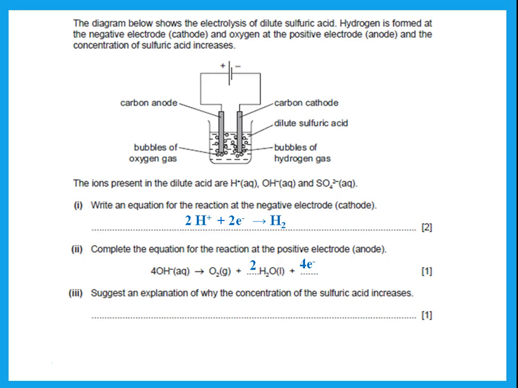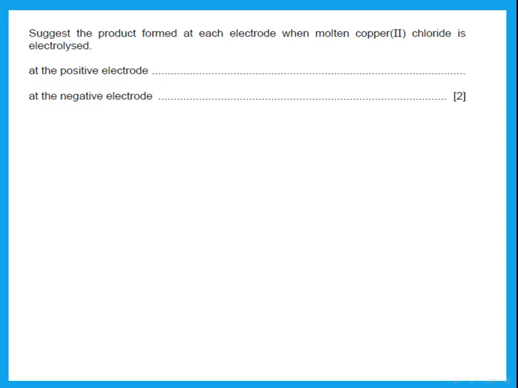Okay, so he's saying suggest an explanation of why the concentration of the sulfuric acid increases. Well, obviously, the H plus and the OH minus are the ones that are reacting. That means the water is being used up, because the H plus and the hydroxide ions are the ones that react at the electrode. Okay, another sample question.